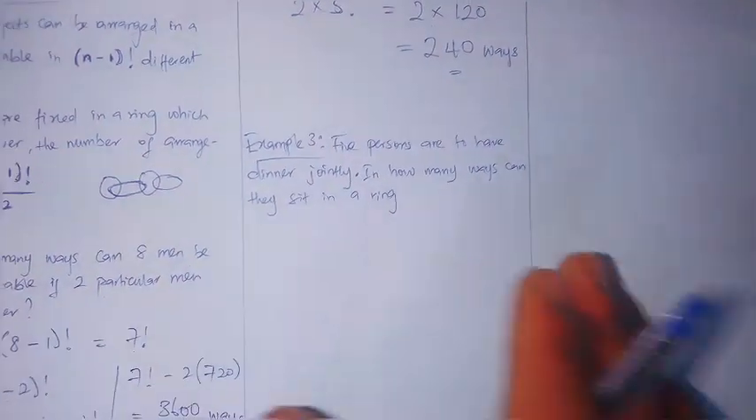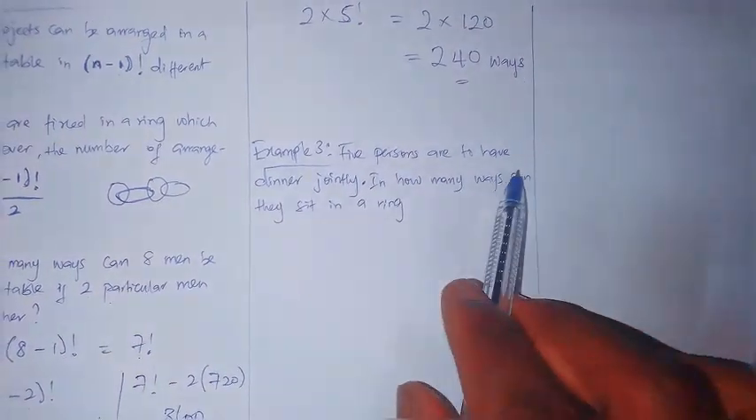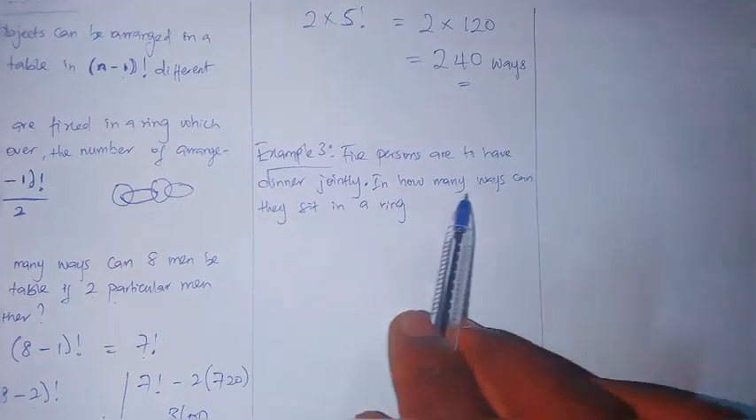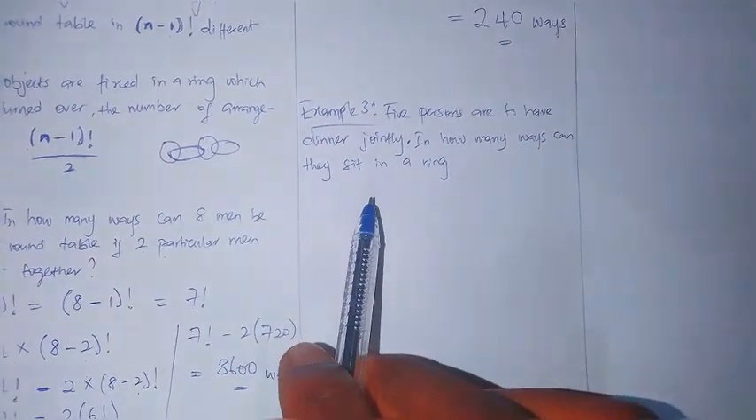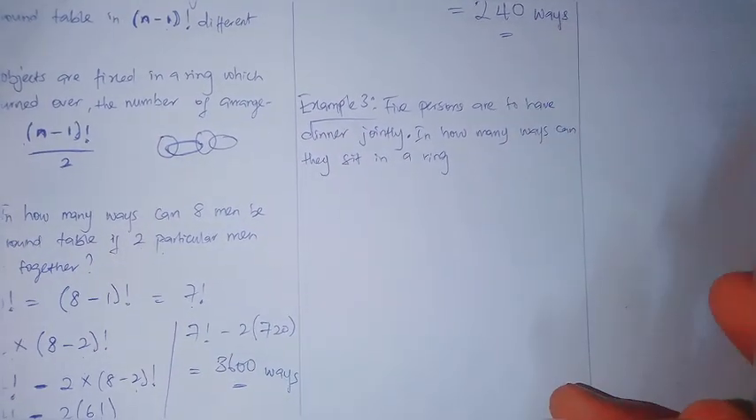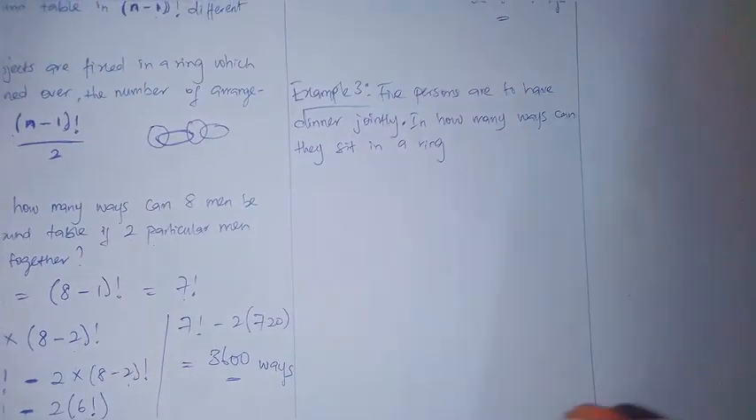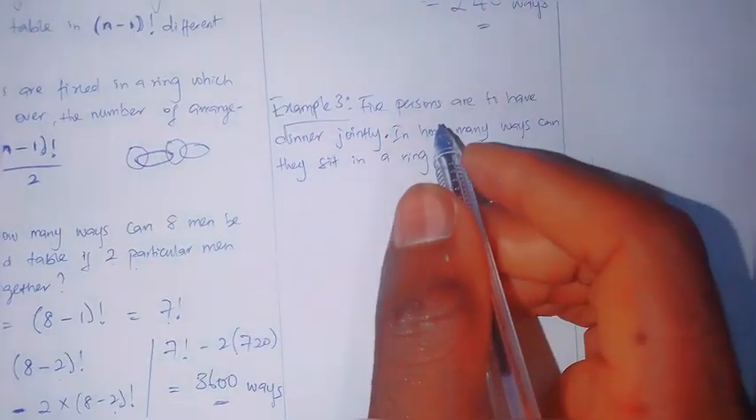Now, moving on. 5 persons are to have dinner jointly. In how many ways can they sit in a ring? Now, this is different from a circle, because the circle is just relatively one. A ring is like two circles joined in different directions. Now, in how many ways can they sit in a ring?